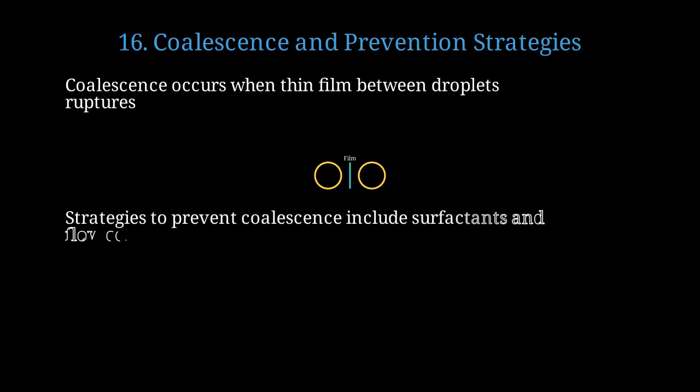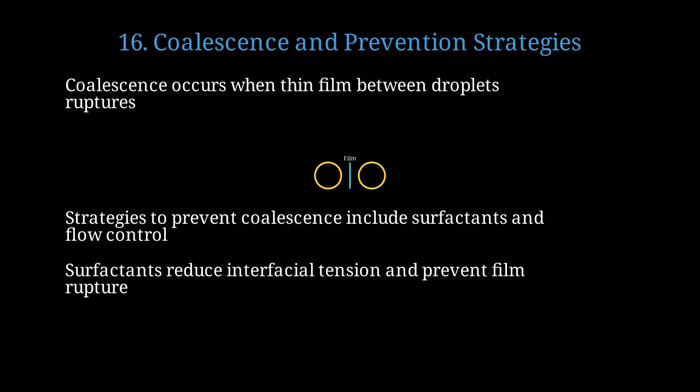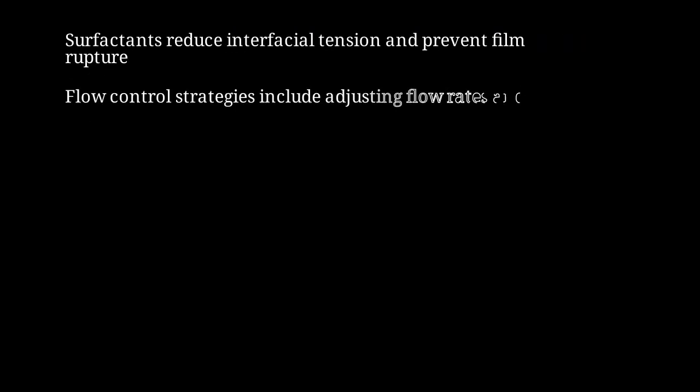To prevent unwanted coalescence, researchers use surfactants to stabilize the interface or control the flow conditions to minimize droplet interactions. Surfactants reduce the interfacial tension between the droplet and the continuous phase, making it harder for the film to rupture and coalescence to occur. By adjusting flow rates, channel dimensions, and geometries, researchers can control the flow conditions to minimize droplet collisions and coalescence.